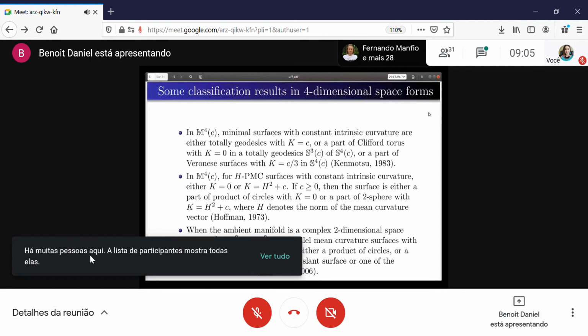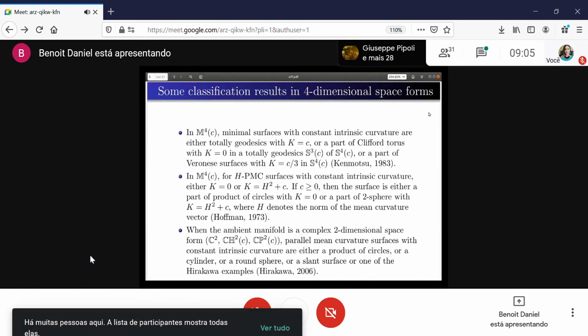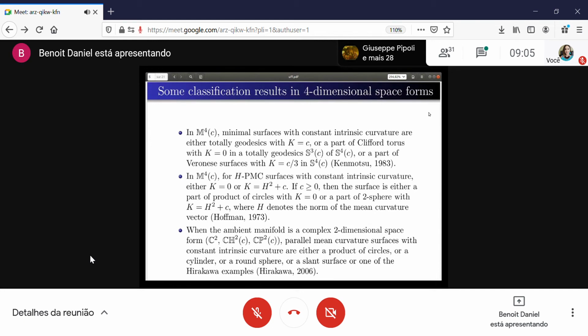First result is a result by Kenmotsu about minimal surfaces. So in 4-dimensional space forms, minimal surfaces with constant intrinsic curvature are either totally geodesic with k equals c, or part of a Clifford torus with k equals 0, geodesic S3, or part of the Veronese surface.